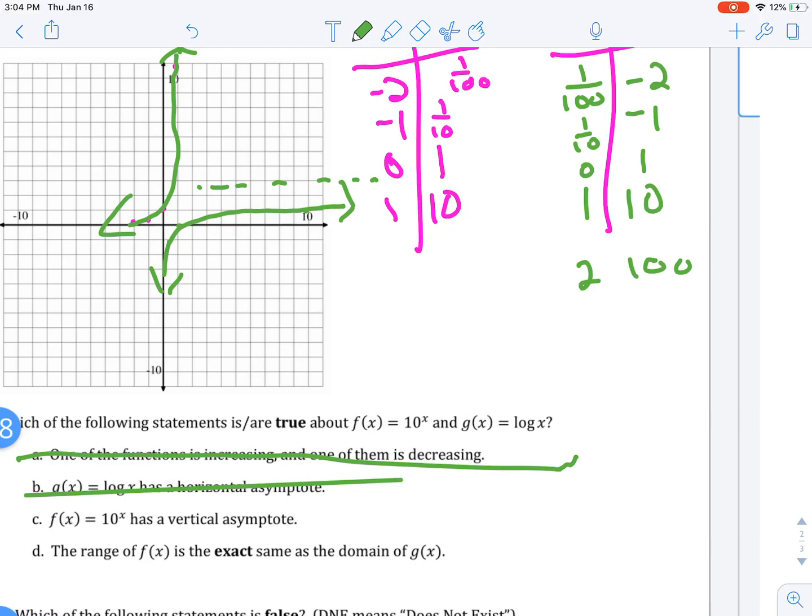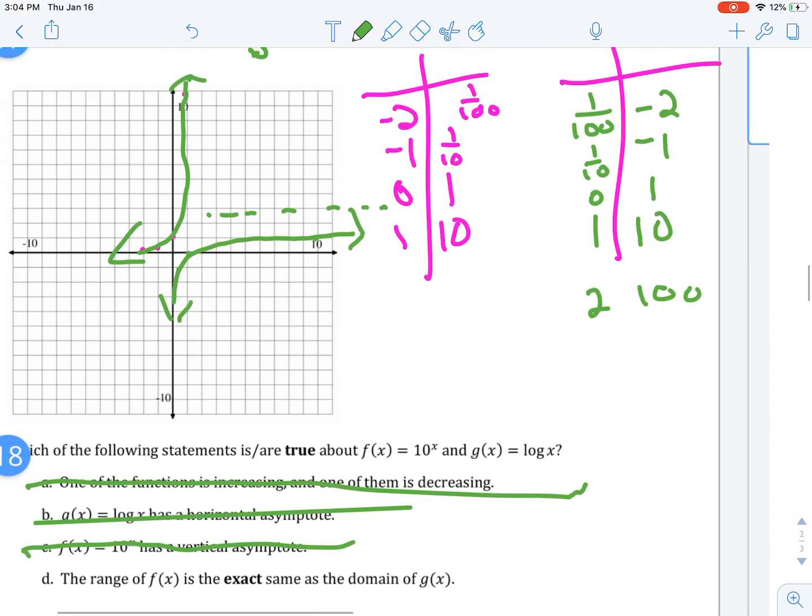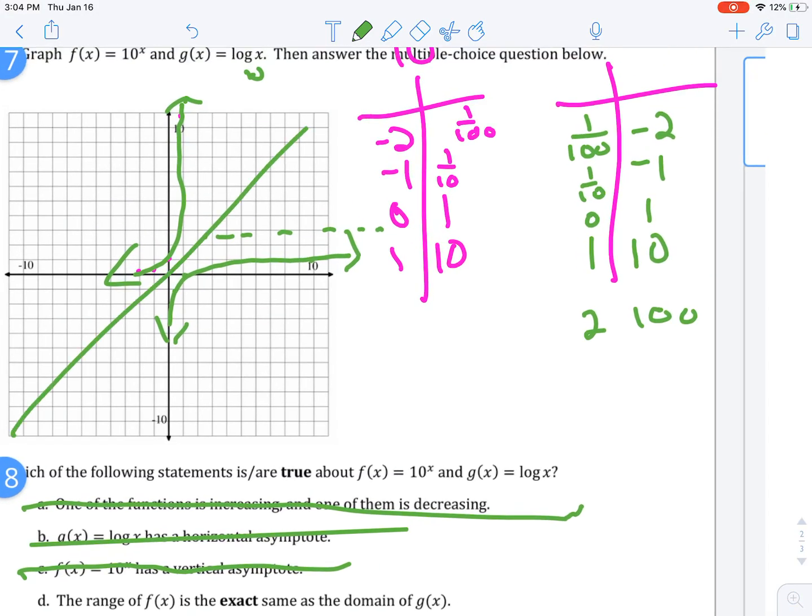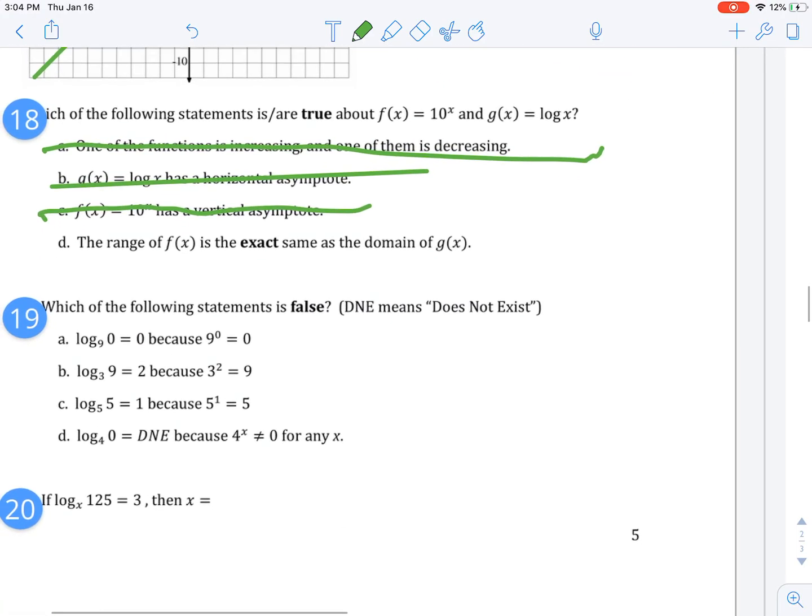C, f of x equals 10 to the x has a vertical asymptote. That one can keep going and going and going too. The range of f of x is exactly the same as the domain of g of x. Yes, they are inverses. And we know that because of the tables. And we know that because it is symmetrical over y equals x.